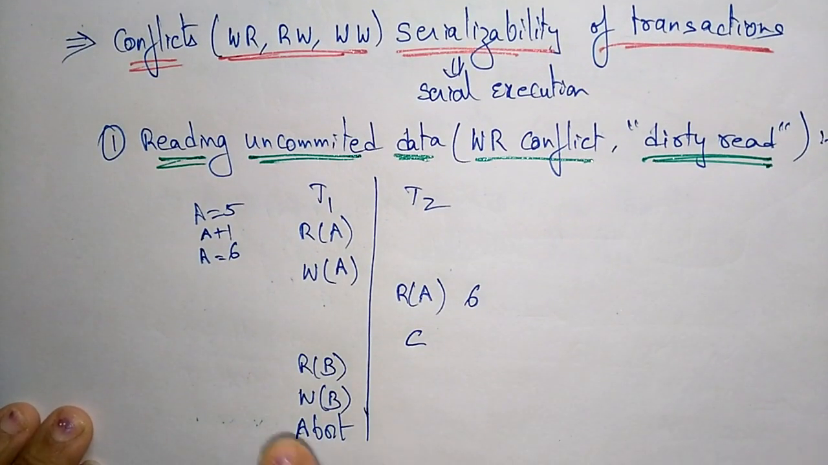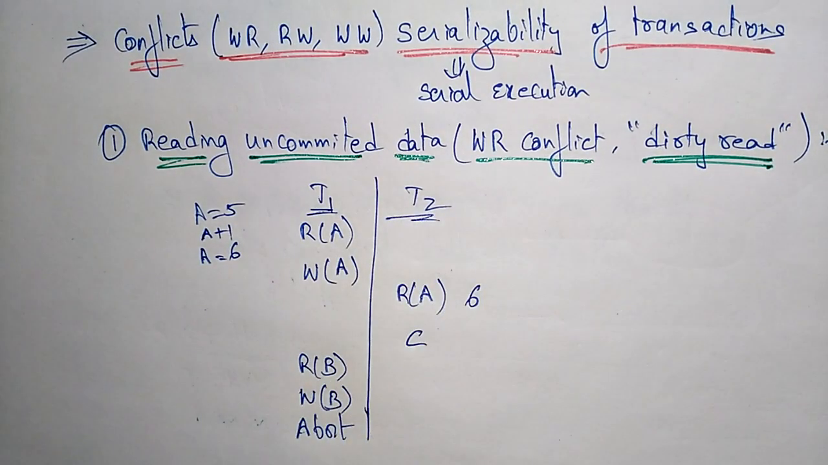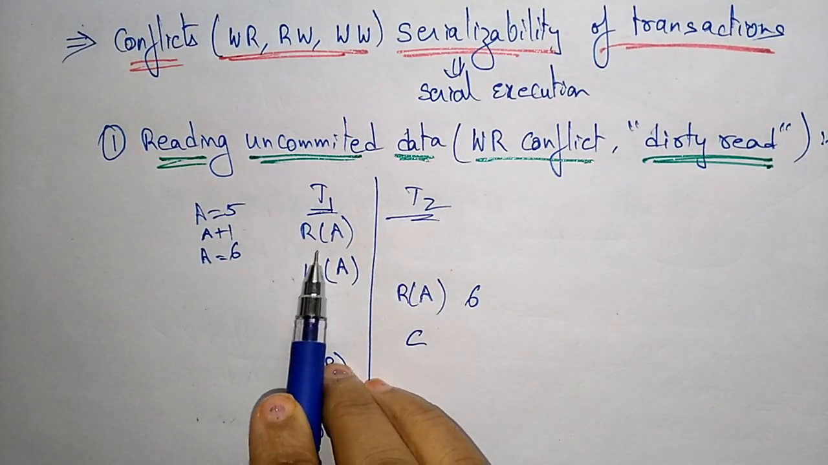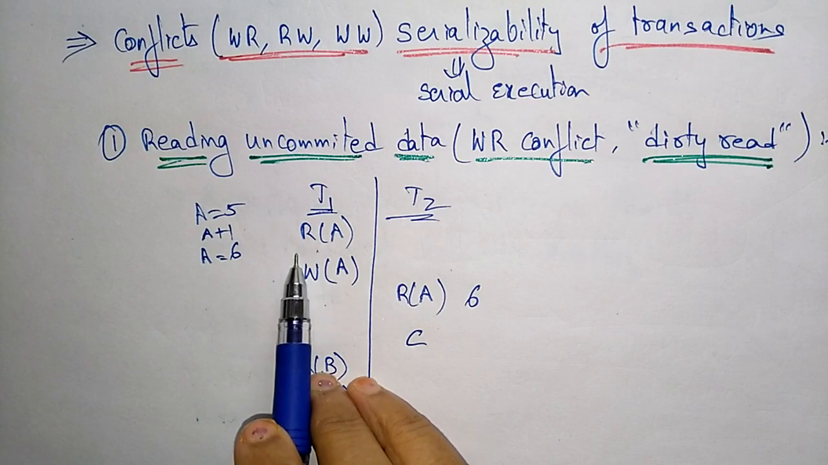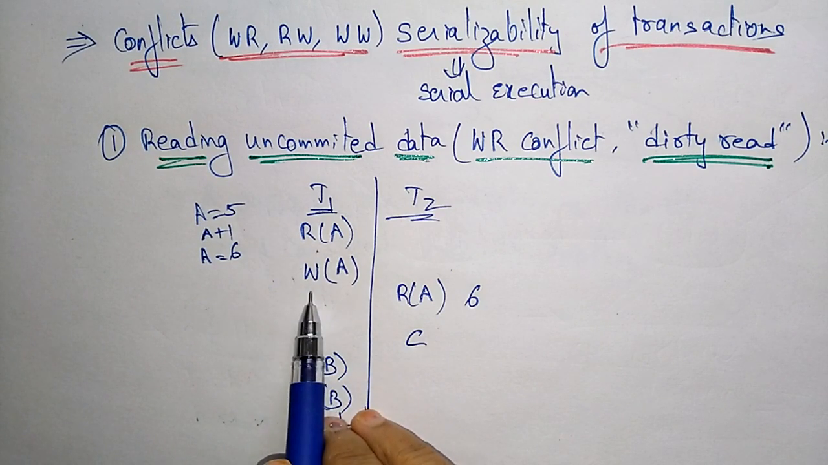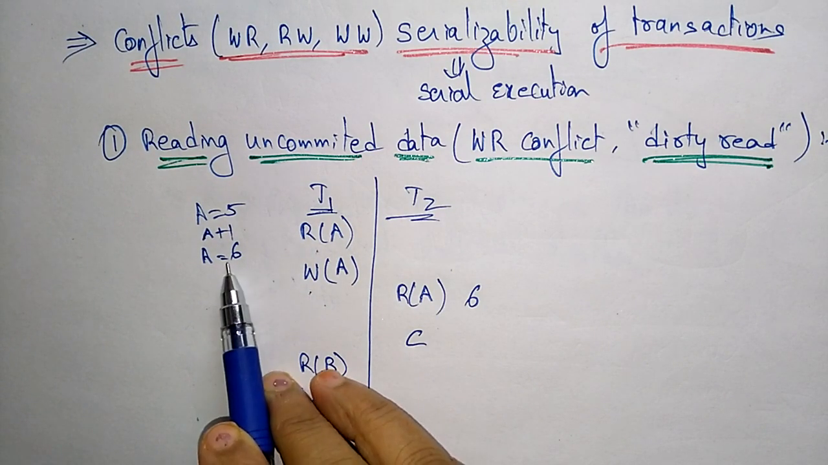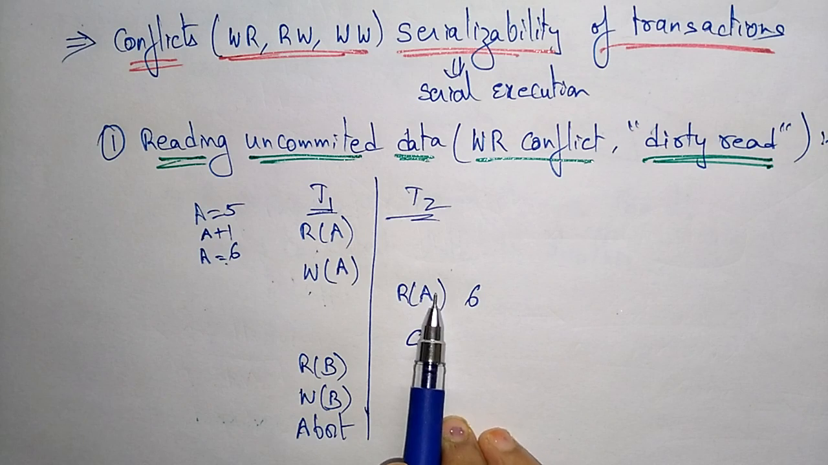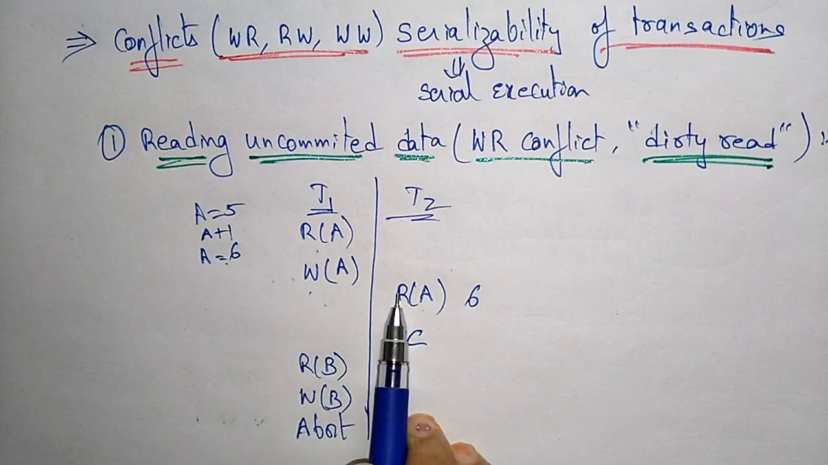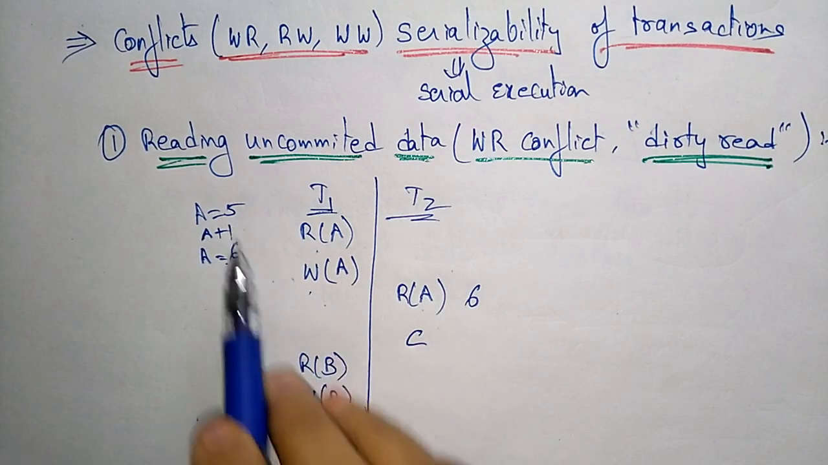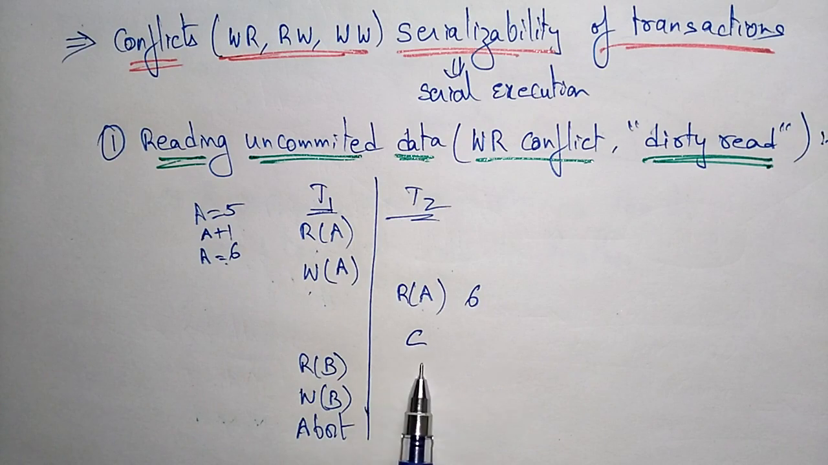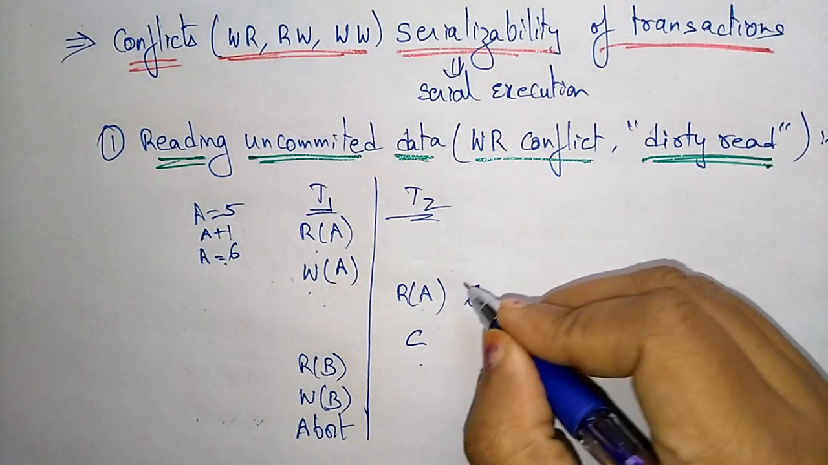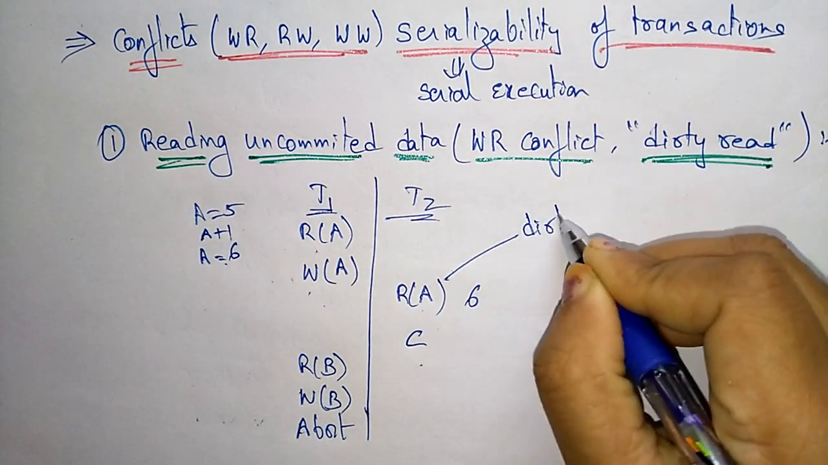Okay, let us take this example, T1 and T2, the two transactions. First it reads the A value, that is the 5 value, and it is incremented by 1 and it writes the value. Now the value A is 6. So after completing this part of T1, T2 is reading the A value again. So now it is reading 6 instead of 5, and it commits. So this you call it as a dirty read.